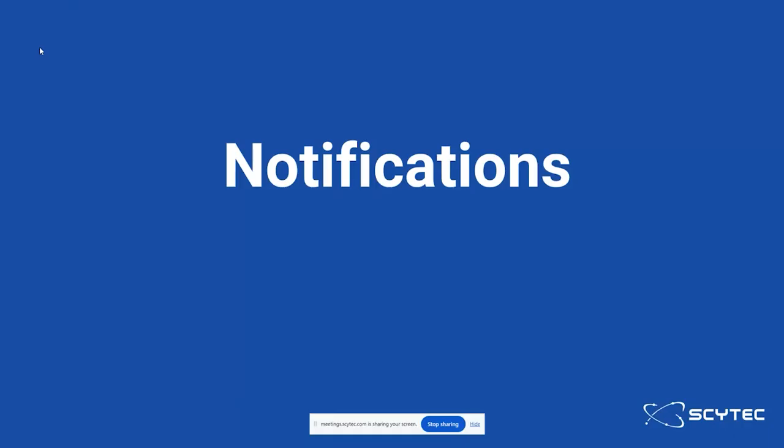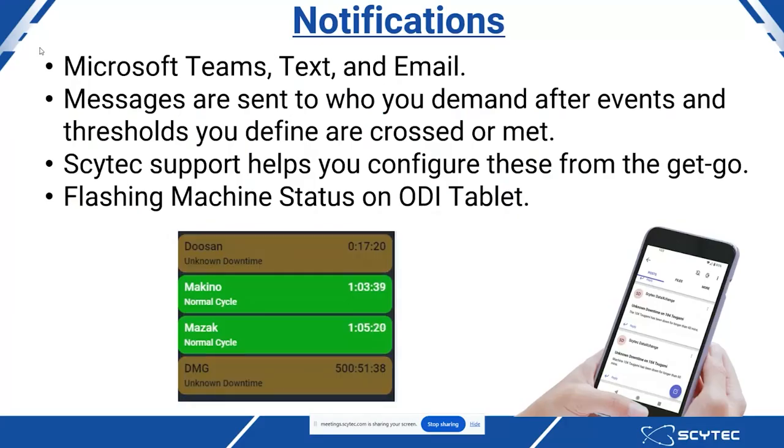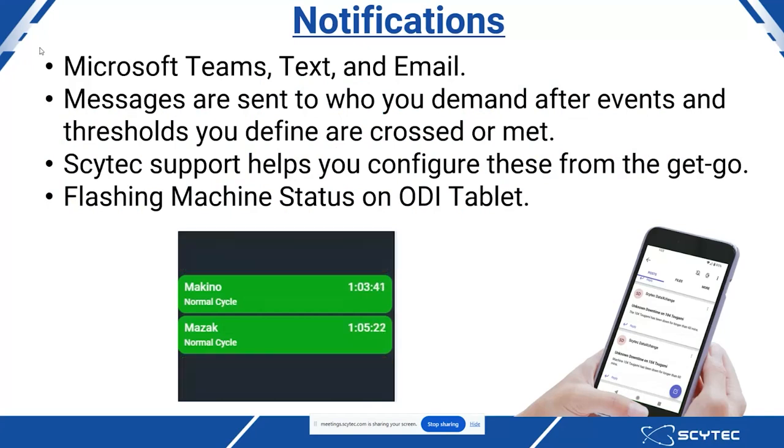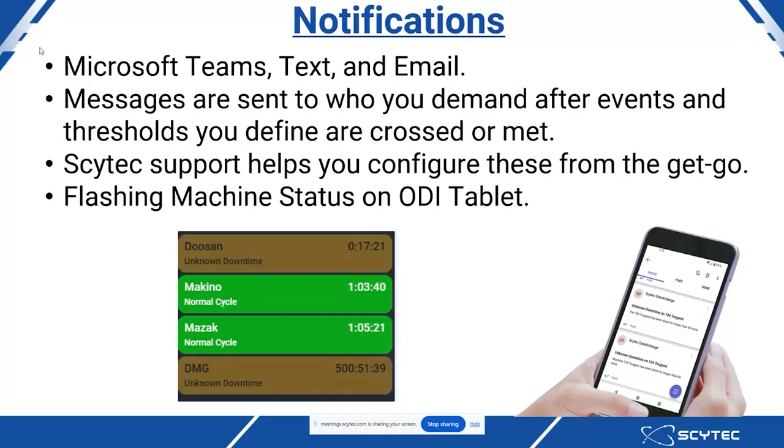Next up, I'm going to be discussing the notification feature set inside of Scytec Data Exchange. Now, we have three main notifications that you can be notified via your machine statuses, or when a certain threshold has been crossed, or when a job has finished completion. And we have Microsoft Teams, text, and email.